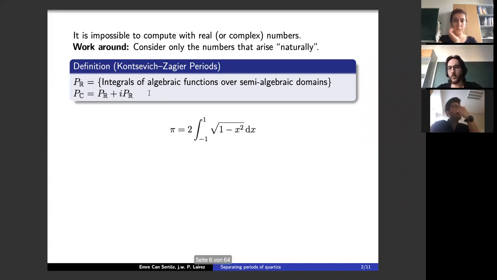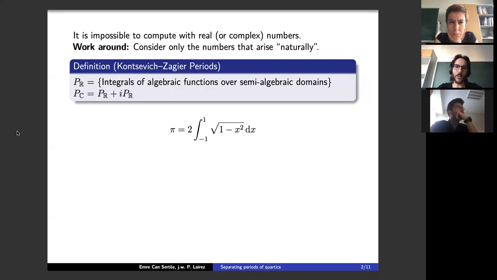An example is, of course, pi. This should be a period. I've expressed this as this integral where the domain is defined by x squared less than 1, so it's this interval. And the integrand is an algebraic function. It satisfies the polynomial y squared equals 1 minus x squared, for example. So if you plug in y equals the square root, you'll have an equality.